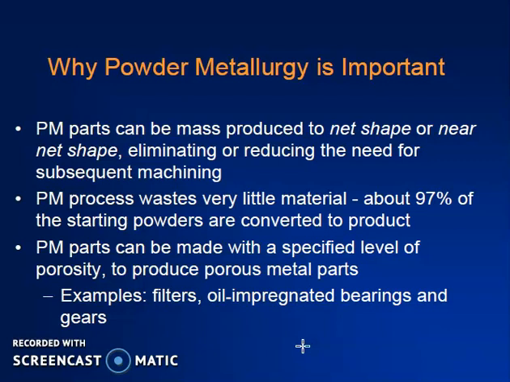Powder metallurgy parts can be mass produced to near net shape or net shape. It will eliminate or reduce the need for subsequent machining operations. Then the powder metallurgy process wastes very little material. About 97% of material is converted into useful product. Then powder metallurgy parts can be made with a specified level of porosity to produce porous metal parts.